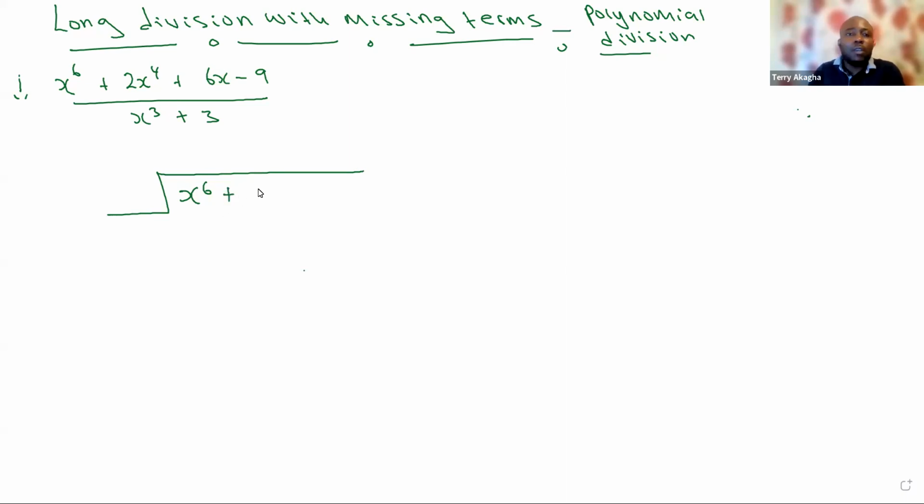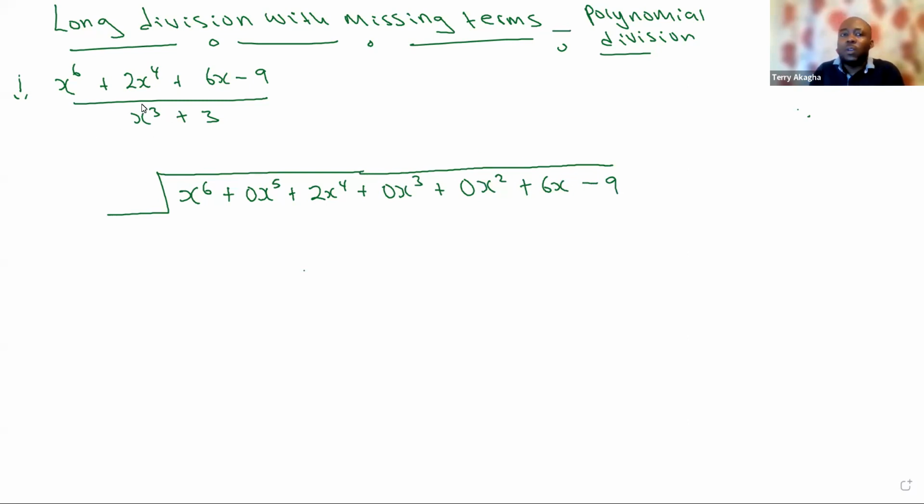Because x raised to the power 6 is there, there's no x raised to the power 5, so it's going to be 0x^5. Is that making sense? Then you have the x^4. Because we are missing 3 as well, it's going to be 0x^3. Also we're missing 2, so 0x^2. Then we'll have 6x minus 9. Basically, the powers of x must go from 6 all the way down to 0: 6, 5, 4, 3, 2, 1.